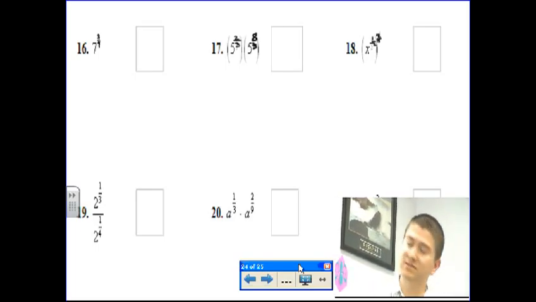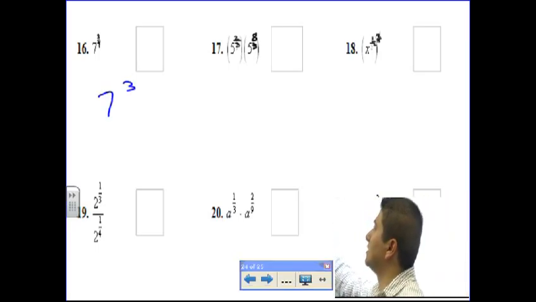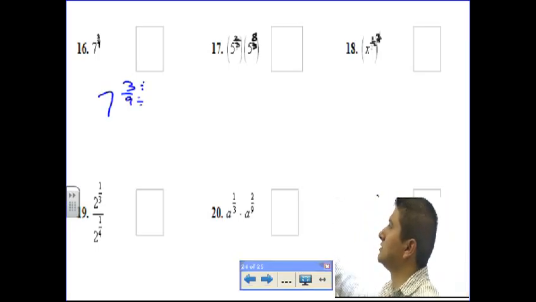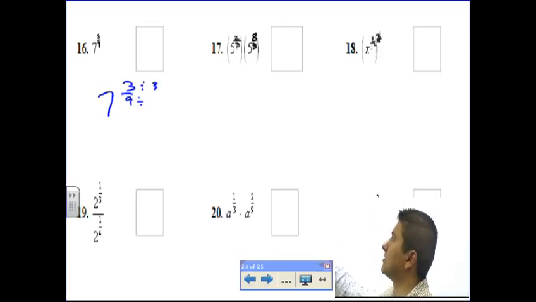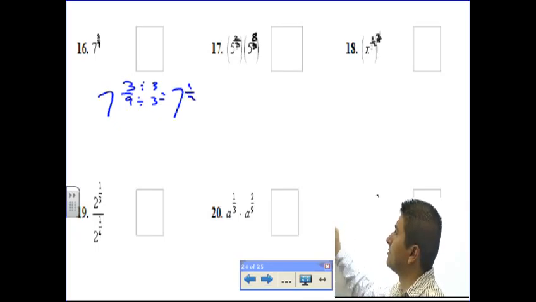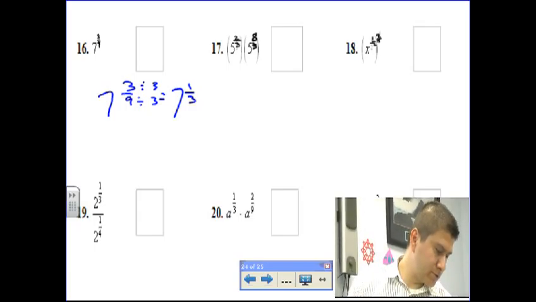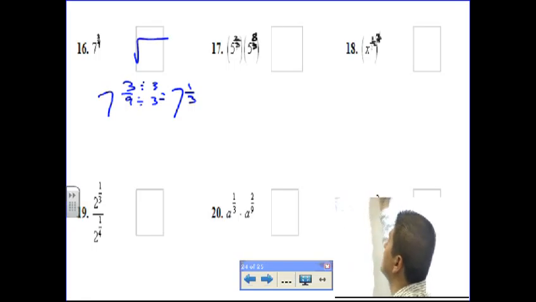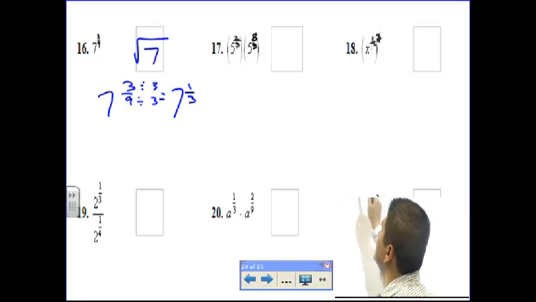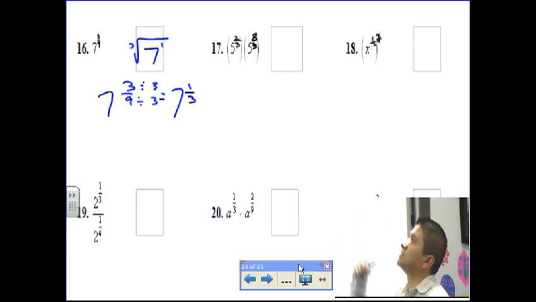Number 16, here's what we have. We have 7 to the 3/9 powers. Kind of like the problem we did in the first part of this video, you're reducing this. You're reducing 3 and 9 by 3. You're going to divide them both by 3, so you get 1/3. Is that all we do? I don't think that's all we do. Let me look at the instructions. We want to change it to radical form. So we've got to do a square root. What goes in? 7. In is the 1 power. 3 is on the outside. And that's it.